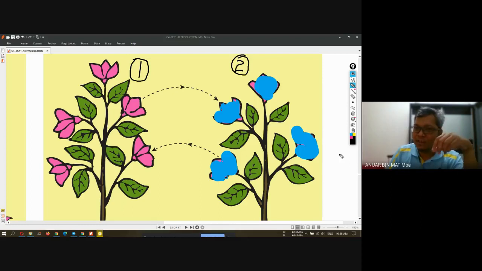Maybe the color will be different because this is what we call cross-pollination. This is what is special about cross-pollination. Because if not different species, yeah, different breed. If we do cross-pollination between two different breeds of plant, for example, plant number one over here, the flower is red, and plant number two here, the flower is blue in color. So we have what we call a variation. We call it variety. Sorry, variety.